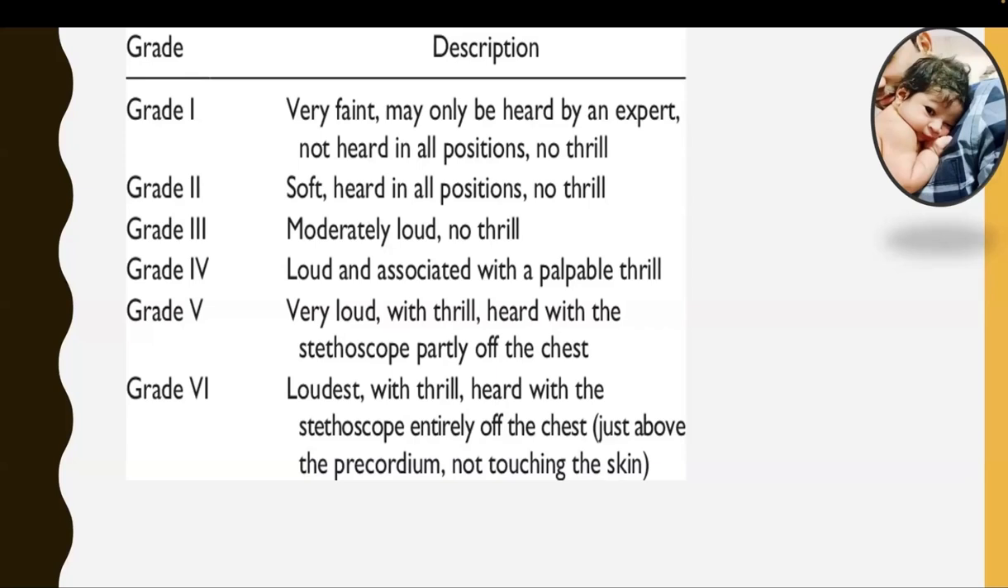Let's have a quick revision. How many grades of murmur do we have? We have 6 grades of murmur. What they ask in the exam, it's important for us to know what comes in the exam: which murmur is without thrill and which murmur is with thrill. Up to grade 3 you don't have a thrill, whereas in grade 4 you have a palpable thrill, grade 5 is a very loud murmur, and grade 6 is the loudest, with a thrill, heard with the stethoscope entirely off the chest. Are you understanding? So these are the grades of murmur.